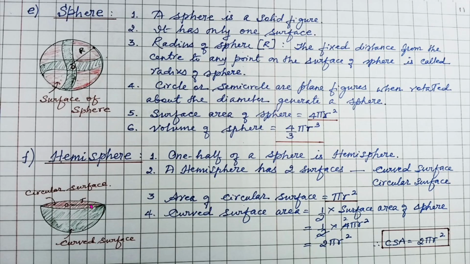And also the volume of a hemisphere is 1/2 of the volume of a sphere, and that is 1/2 of 4 by 3 pi r cube. Therefore it will be 2 by 3 pi r cube.